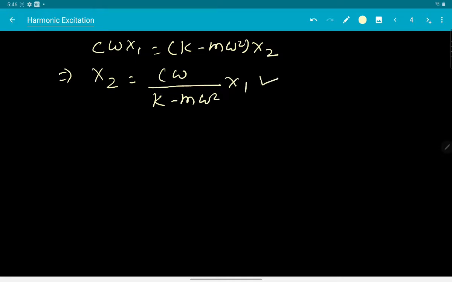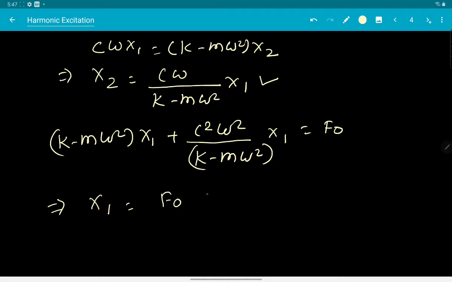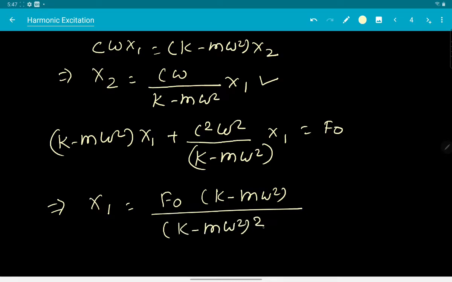Now if I put this value of x1 in equation number 1, then equation number 1 will become (k minus m omega square) x1 plus c square omega square divided by (k minus m omega square) x1 equal to f0, which will give me the value of x1 as f0 times (k minus m omega square) divided by (k minus m omega square) square plus c square omega square.